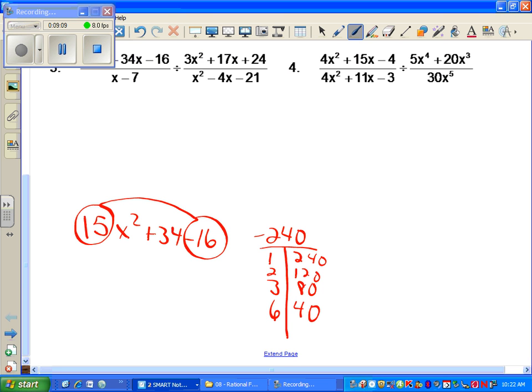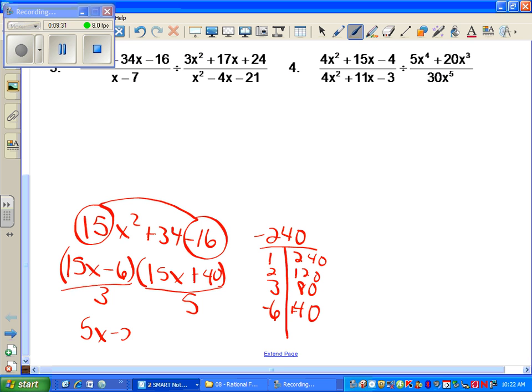It's going to be 6 and 40. I need positive 40 and negative 6. So if you're fancy factoring, you would put 15x minus 6 times 15x plus 40. We need to divide out a 15. A 3 will come out of this one, and a 5 will come out of this one. So this ends up being 5x minus 2 times 3x plus 8.